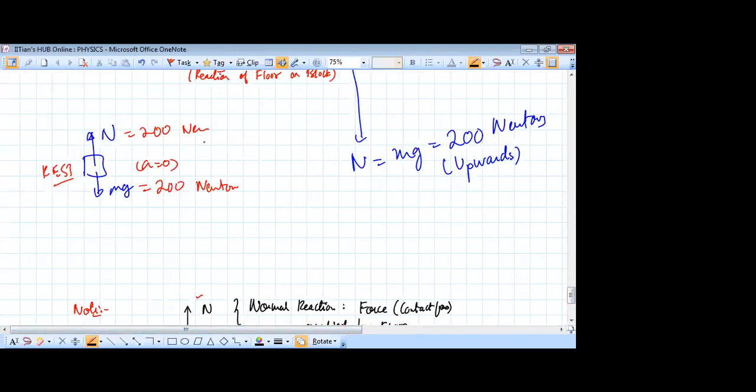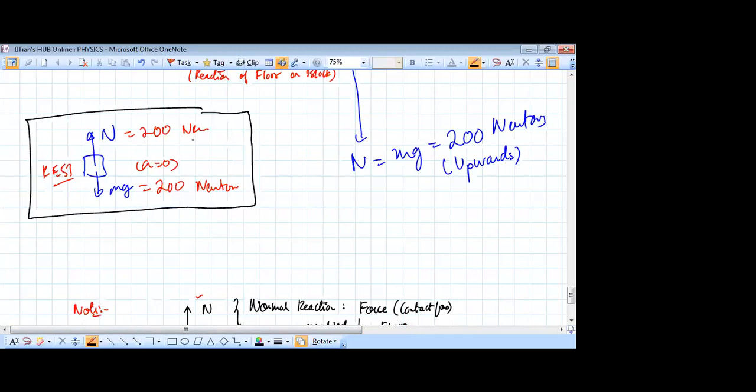Okay, so this is the final conclusion. The body is at rest because the net force on it is zero, because the normal reaction and mg are balancing each other. All right, let's look at our next example.